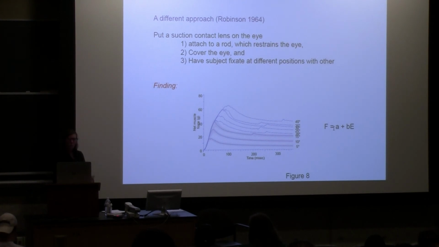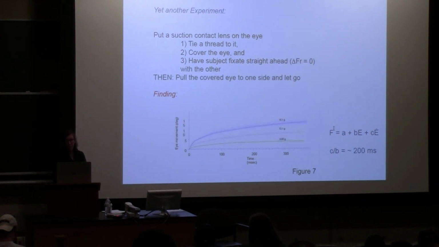Okay, so that looks a bit like Hooke's law again, right? Then he does another experiment, because he still has this person with a contact lens. Now he ties a little thread onto that attachment area instead of the rod, covers that eye, and has the other, seeing eye stare at a fixed target. Then he pulls on the eye that's not viewing, and then lets it go.